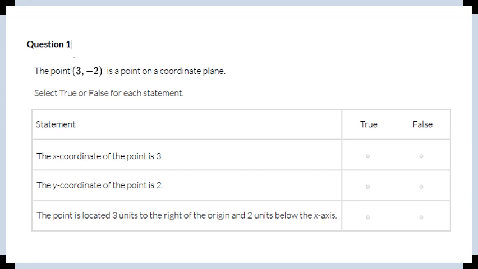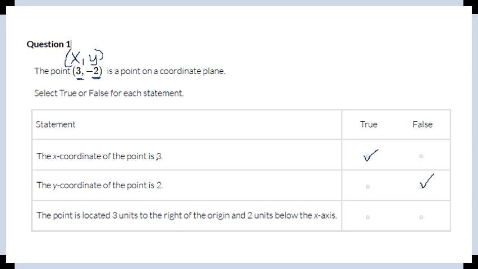Okay, so remember, you always go in alphabetical order. Okay, x then y. And if it helps to write this on the top of your paper, go for it. So the x-coordinate is 3. Well, yes, that's what it says up here. My x-coordinate is 3, so I could say that's true. The y-coordinate of the point is 2. Well, this one says it's -2, so that's going to be false.